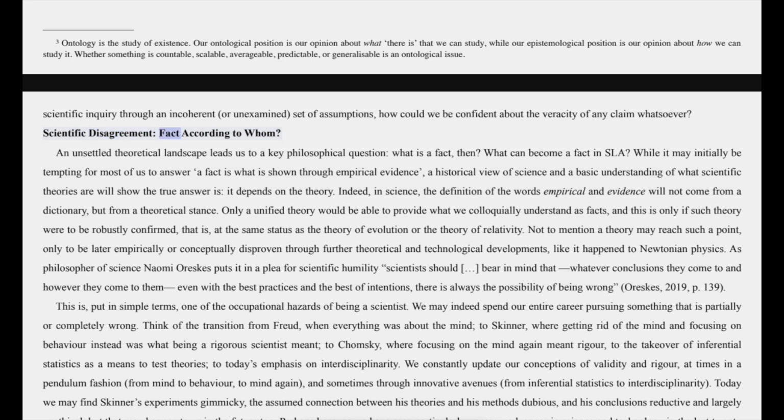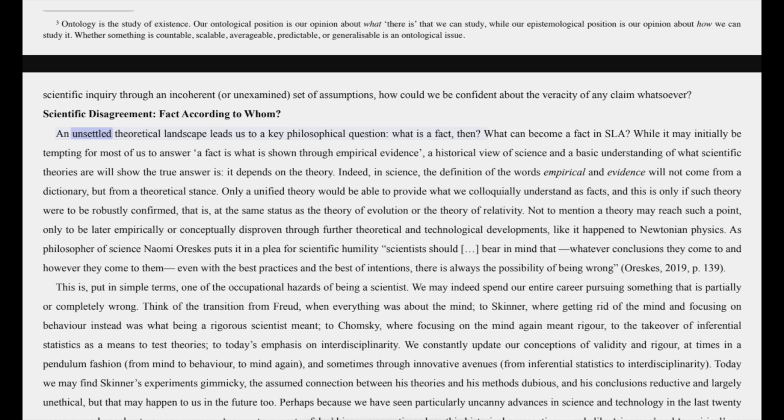Scientific disagreement, fact according to whom? An unsettled theoretical landscape leads us to a key philosophical question: what is a fact then? What can become a fact in SLA? While it may initially be tempting for most of us to answer, a fact is what is shown through empirical evidence, a historical view of science and a basic understanding of what scientific theories are will show the true answer is, it depends on the theory.